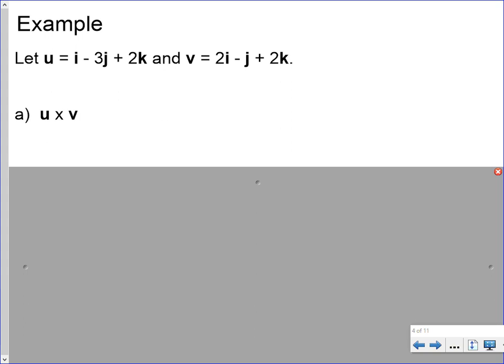I'm going to set up my determinant for my 3x3 matrix. And so my first row is always going to be i j k. For the second row, I'll use only the coefficients from u. So the like u sub 1, u sub 2, u sub 3 values. That would be 1, -3, 2.